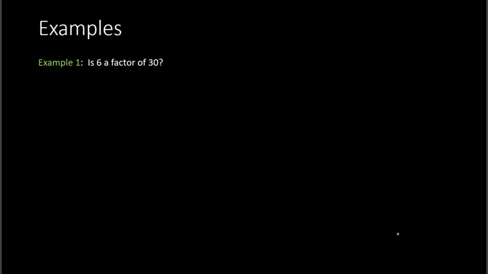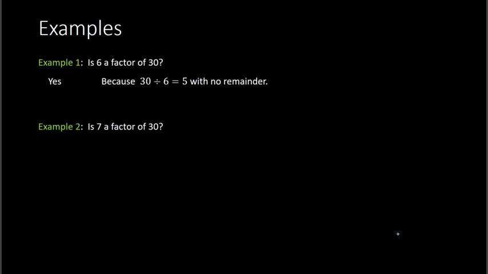So here is another example. Is 6 a factor of 30? And the answer is yes, because 30 divided by 6 equals 5 with no remainder. Now, is 7 a factor of 30? The answer is no, because 7 does not divide into 30 evenly. If I take 30 divided by 7, there's a remainder of 2. So because it does not divide evenly, 7 is not a factor.